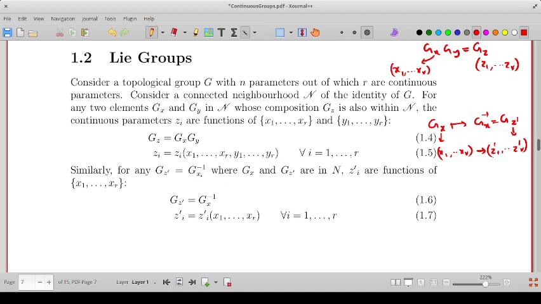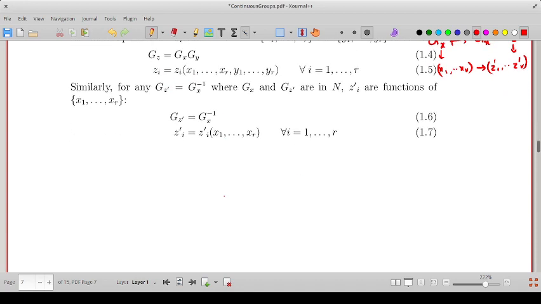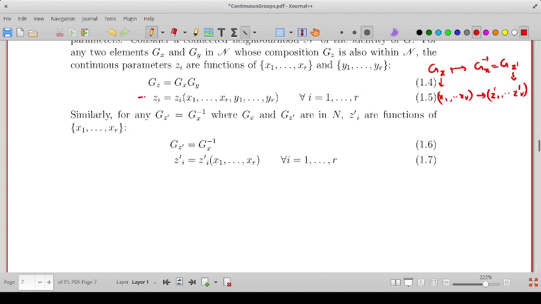So we see that the composition and the inversion correspond to mappings between the parameters. For the composition it is a mapping from the set of parameters x1 etc. up to xr, y1, y2 etc. up to yr to say z1, z2, z3 etc. up to zr. And for the inversion, it is a mapping from the set of parameter values x1 etc. up to xr to the set of values z1 dash, z2 dash etc. up to zr dash. So this defines a set of maps. The composition and inversion define the maps given by this and this.